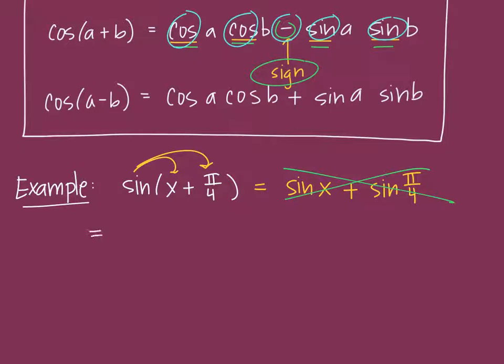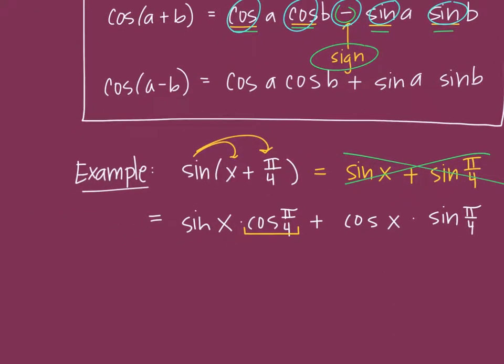The correct way would be to go sine, cosine, cosine, sine. You chant your rhythm out. Fill in the x and the pi fourths, the x and the pi fourths. This is a multiplication between each of these and an addition. Now you reference back to your unit circle. Cosine of pi fourths is on the unit circle.